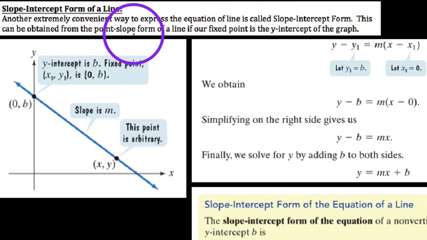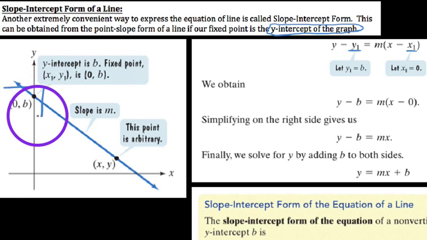form. And I say this can be obtained by using the point-slope form of our line, but if our fixed point is actually the y-intercept of the graph specifically. So when we allow the fixed point, that would be when we're talking about point-slope form, this x1 and y1 pair here, if we allow that to be the y-intercept of the graph, again, this is our x1 and this is our y1, what this does is it leads us to a pretty simple conclusion.